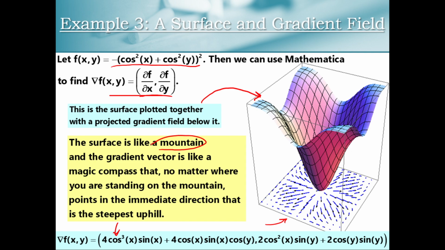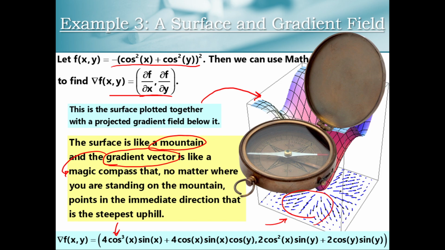And the best way to get your mind around that is to imagine that your surface is like a mountain, and your gradient vector is like a magical compass that, no matter where you're standing on the mountain, you could take out of your pocket and check where the needle is pointing, and the needle will point in the direction of greatest initial increase on that surface, the immediate direction that is the steepest uphill. And that's what these guys down here are, a bunch of compass readings at various different places you could be standing on the surface, and they're telling you where to take your next step if you want to go uphill as steeply as possible.